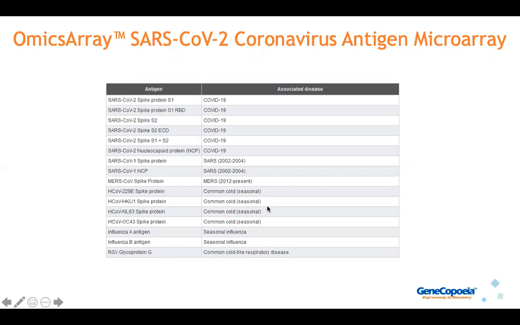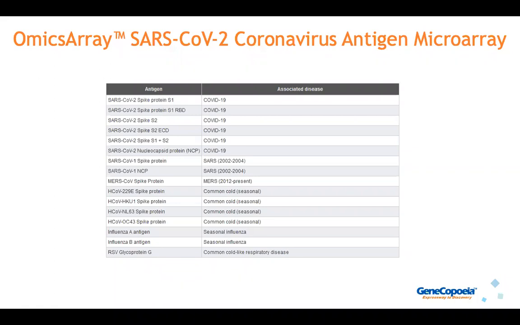And this is important because there is some cross-reactivity and antibody binding between the seasonal coronaviruses as well as SARS-CoV-2. And also, to make this an even more powerful array, we've included antigens from influenza A and B, as well as RSV glycoprotein G.